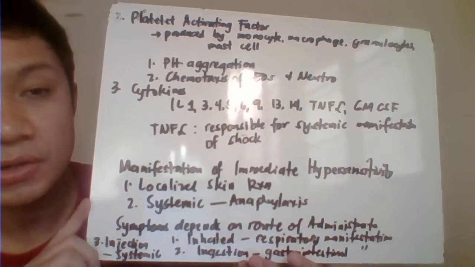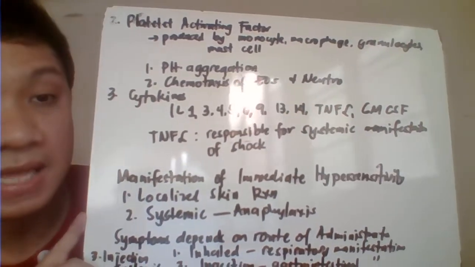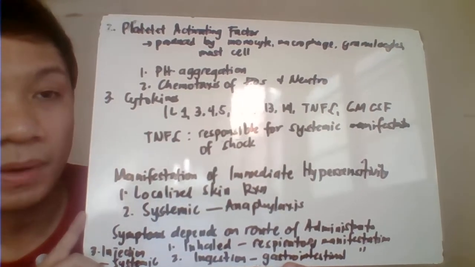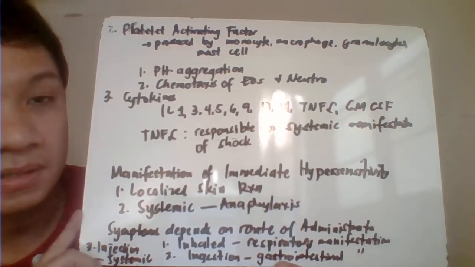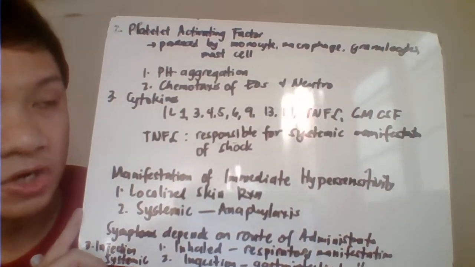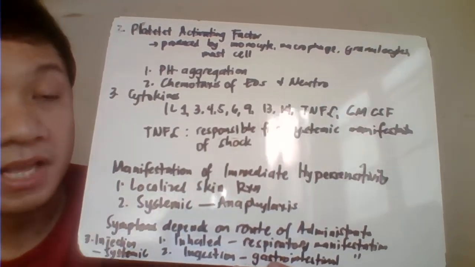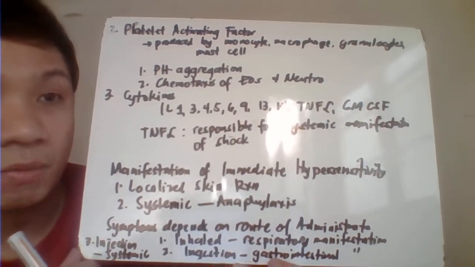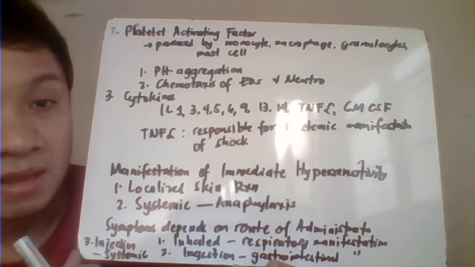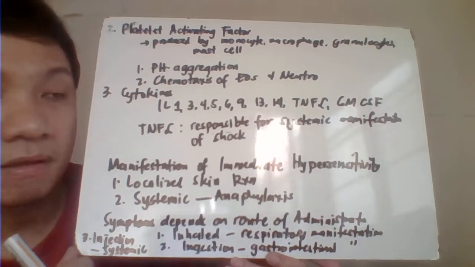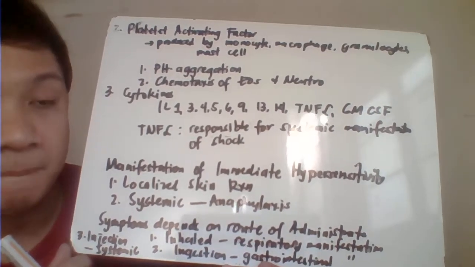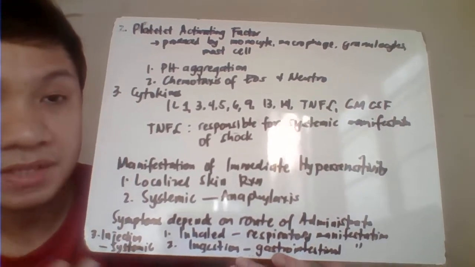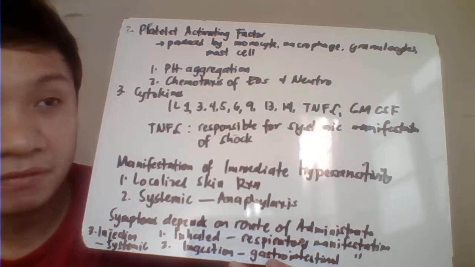Another newly synthesized mediator is your platelet activating factor. This is produced by your monocytes, macrophages, granulocytes, and even your mast cells. It triggers your platelet aggregation, and it also induces the migration of your eosinophil and your neutrophil. Then we also have the cytokines. This includes interleukin 1, 3, 4, 5, 6, 9, 13, 14, plus granulocyte-monocyte colony stimulating factor, plus your tumor necrosis factor alpha. Your tumor necrosis factor alpha is responsible for the systemic manifestation of shock.